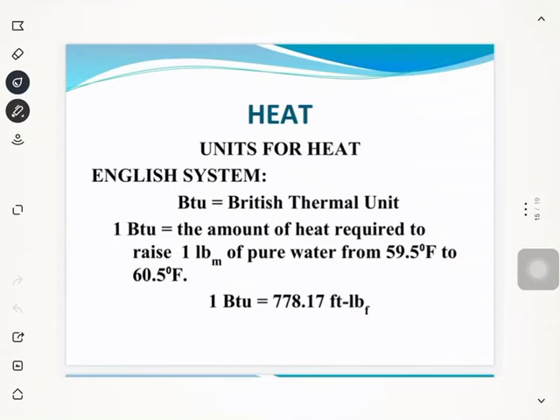For the units in the English system, we have the BTU, or British Thermal Unit. You have this conversion: 1 BTU is equivalent to 778.17 foot-pound force. And what is this BTU? 1 BTU is the amount of heat required to raise 1 pound mass of pure water from 59.5 degrees Fahrenheit to 60.5 degrees Fahrenheit.